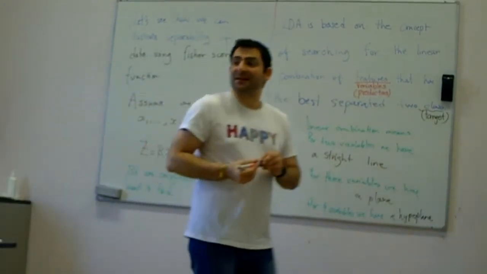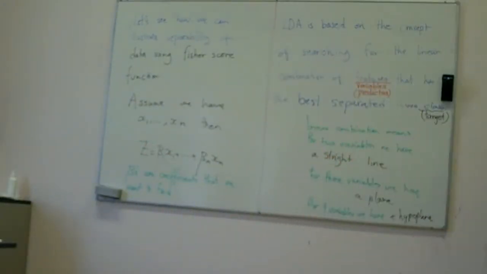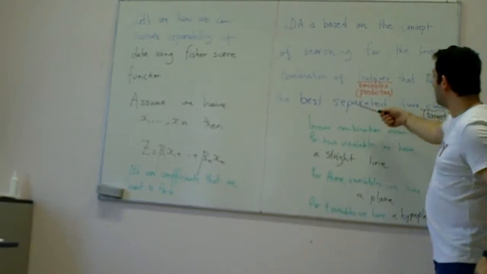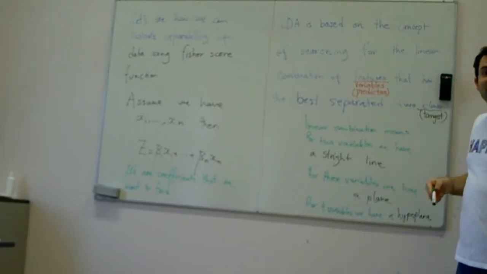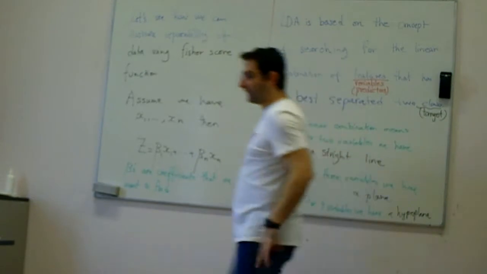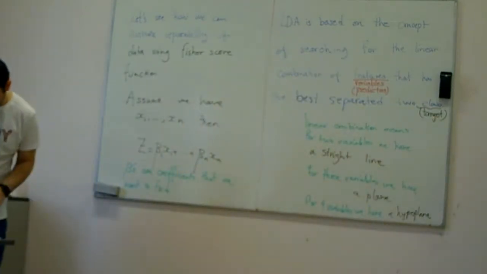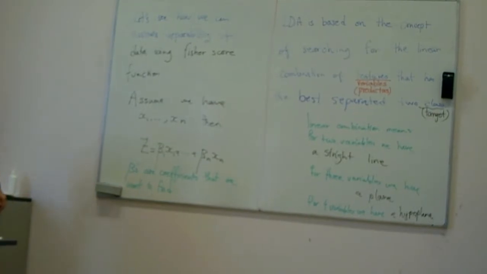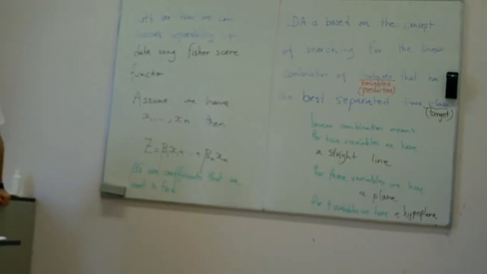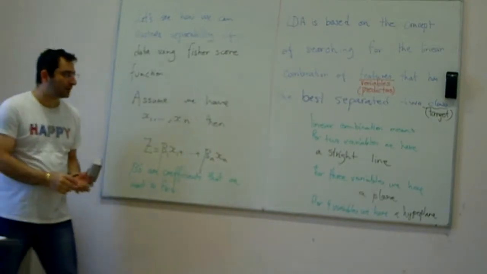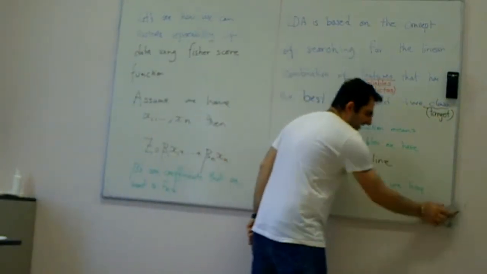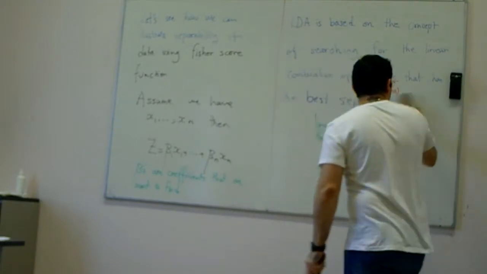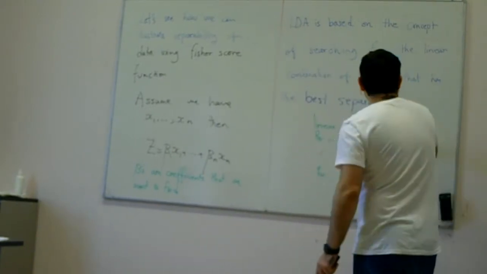And what are these betas? Why do we want to find them? We want to find them in a way that will give us the best separation of the classes. Now, we said, let's talk about the two class. Because it will be easy to show everything in two class.